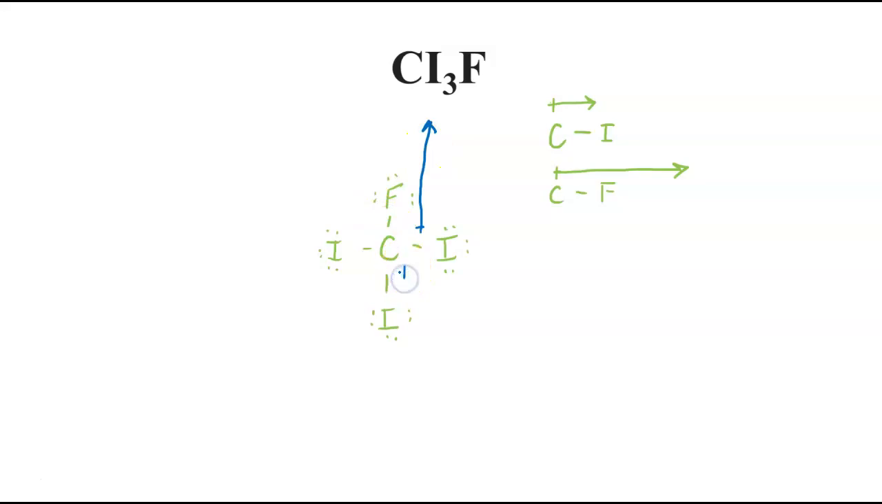Whereas carbon and iodine, the iodine is pulling its electrons towards it, but not as strongly as would carbon and fluorine. So these two will cancel out, but the fluorine to the iodine that are north and south, those don't cancel out, because even though they're opposite directions, they are not equal. That makes this region be negative and that region be positive.